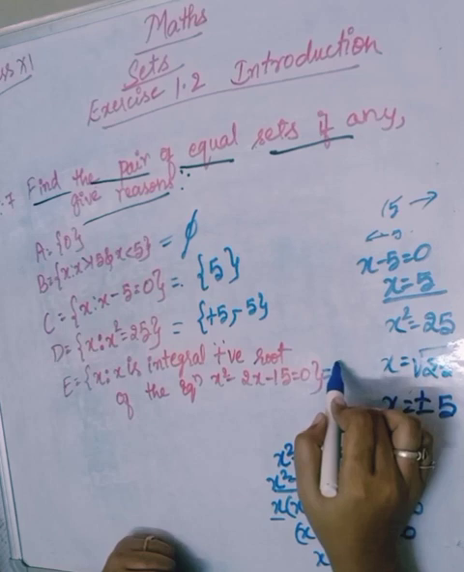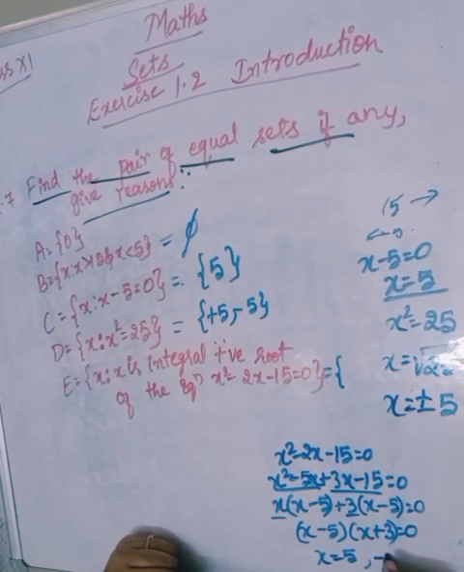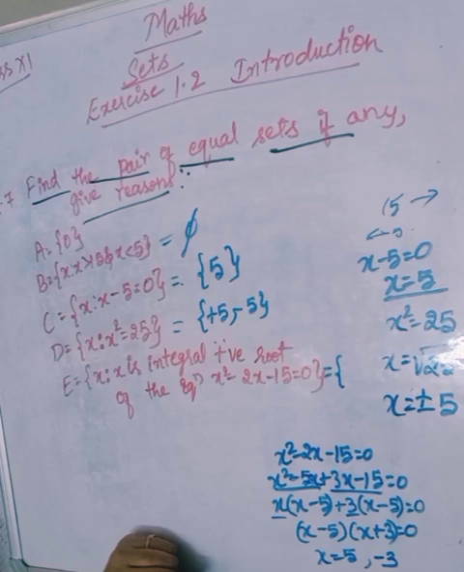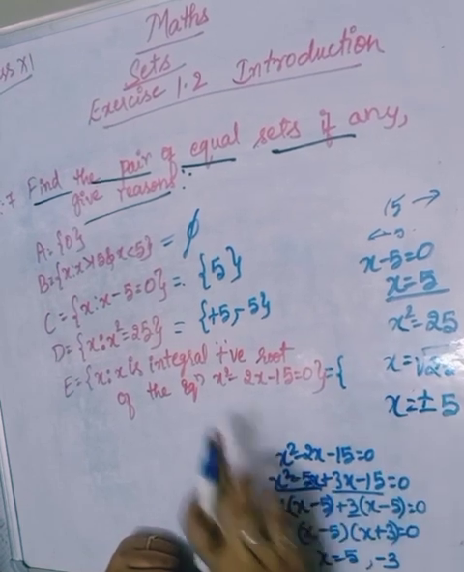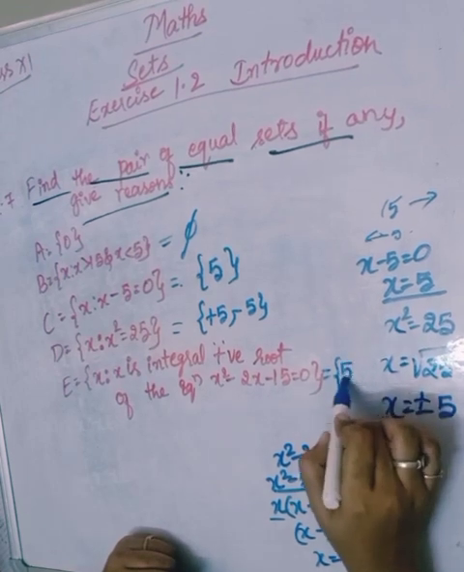So therefore what can we write? Sorry, x equals plus 5 and minus 3, because this 5 will go to that side and become plus 5, and this plus 3 will go to that side and become minus 3. So therefore what we'll get? They said positive root. That means the positive one, which one? Only 5 is there. So therefore this is {5}.